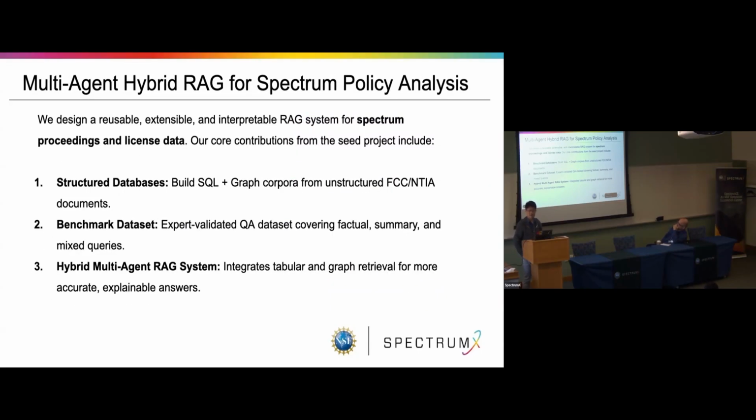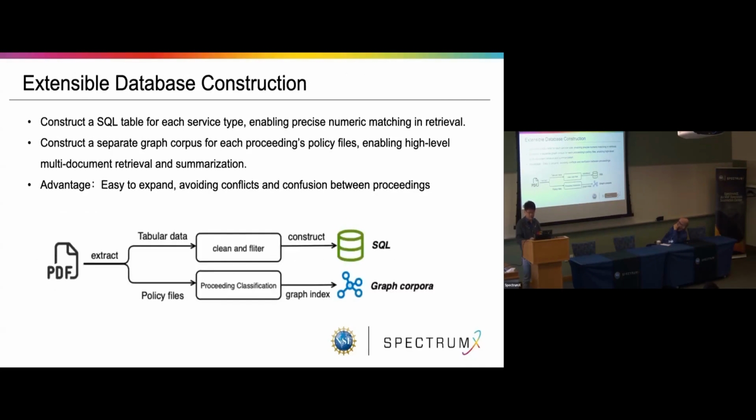So what we have done in this seed project is design a reusable, extensible, interpretable RAG system tailored for spectrum proceedings and license data. The core contributions so far include the following three. The team has established structured database building, SQL and graph corpora, from the unstructured FCC and TIA documents. The second is the benchmark dataset, which I'll talk about briefly, that gives us an expert-validated QA dataset. The last one is this multi-agent RAG system that utilizes the agentic AI concept I mentioned earlier, which can integrate tabular and graph retrieval for accurate answers. Let me expand on these three components one by one.